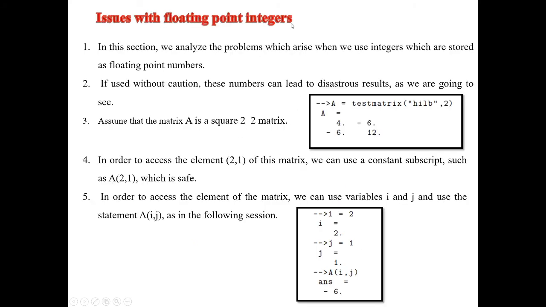Issues with floating point numbers. What is the issue? The issue is nothing but how a real number, an imaginary number or a floating point number will be considered. Here we use integers which are stored in floating point numbers, so it will have some kind of problems. For example, when you are accessing an element in the matrix, you give 2 comma 1. This is safe, it will access the element like this.